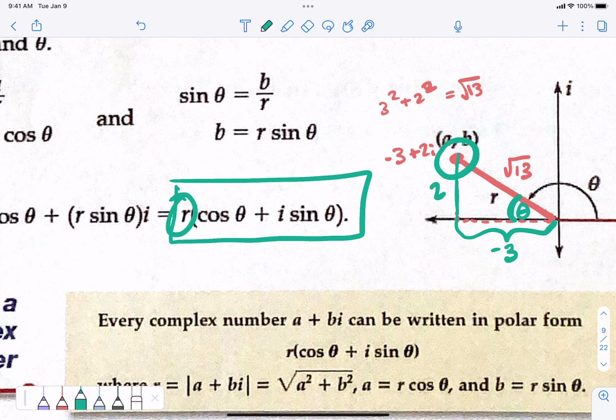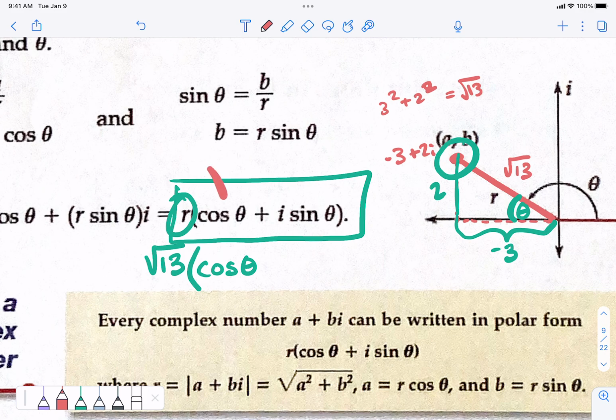What is r in our case? This radius, the square root of 13, that's that absolute value. It's the distance that it is away from 0. It's that radius value. And then we do cosine of theta. Now, why do they do cosine of theta first? If you remember from your unit circle, what does cosine of theta represent?